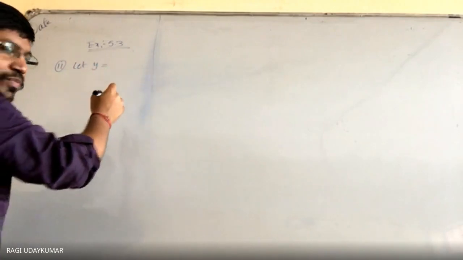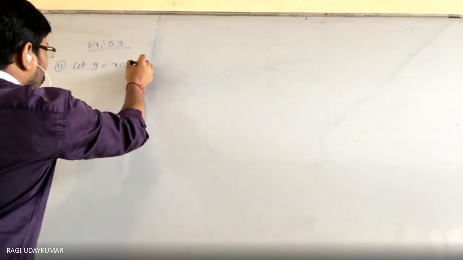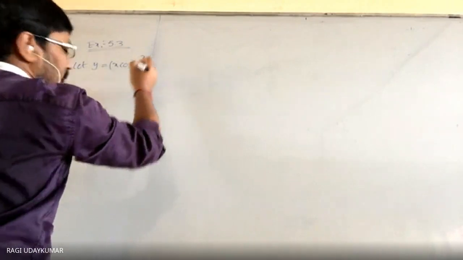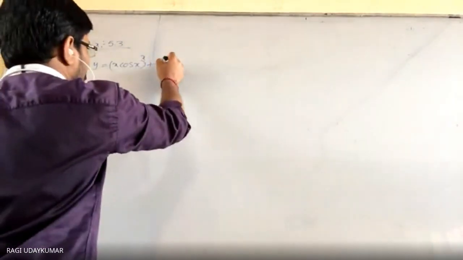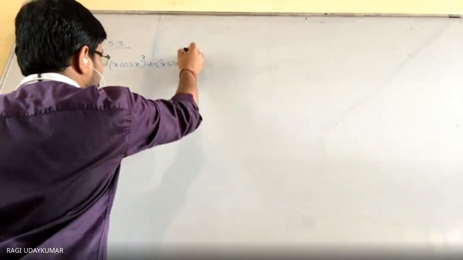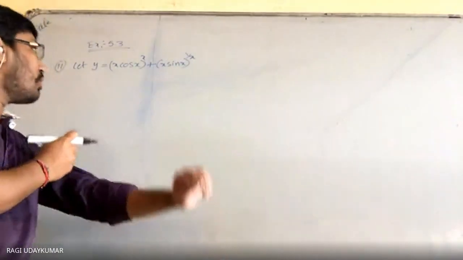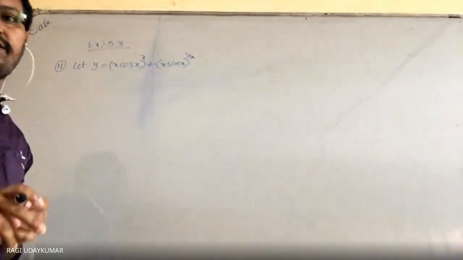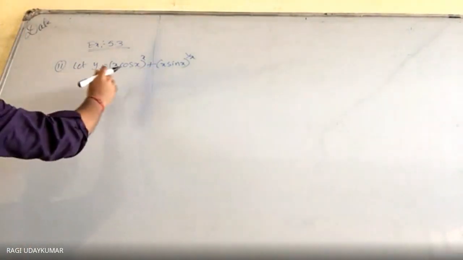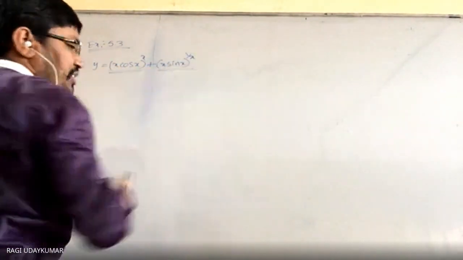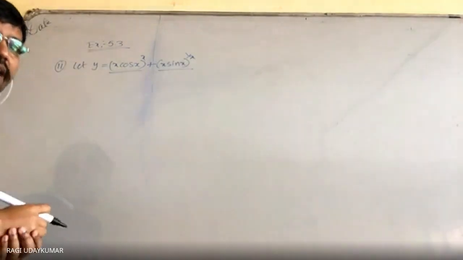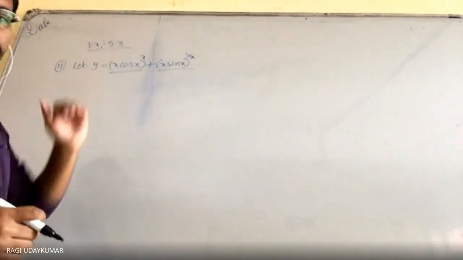y is equal to (x cos x) whole power x plus (x sin x) whole power 1 by x. (x cos x) whole power x plus (x sin x) whole power 1 by x. First of all, this is the sum of two functions. In both functions, you are having a power of x.